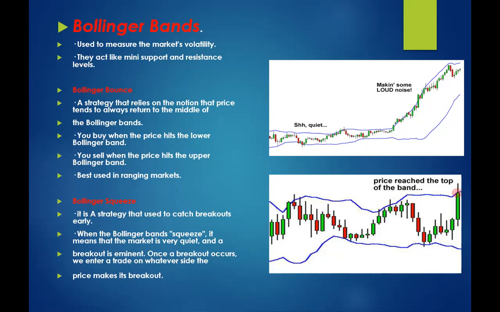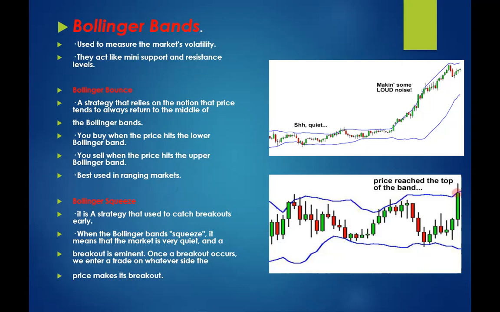Okay, so a strategy that relies on a notion that price tends to always return to the middle of the Bollinger Band. There are people that use it, and I will explain how it works so that if you wish to use it as your own strategy, it's okay for you. So you sell when the price hits the upper Bollinger Band. Okay, then you buy when the price reaches the lower Bollinger Band. So it is best used in a ranging market.